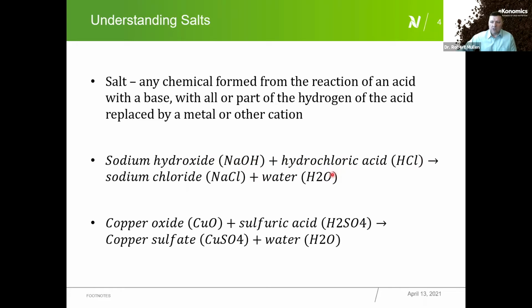But there are other salts that we can create. I can take copper oxide, which is my base. I can combine that with sulfuric acid, and I can make a pretty successful pesticide in the form of copper sulfate. So again, all I'm taking is a base and an acid and creating a salt. Most salts, well, all salts to some degree or another are soluble.